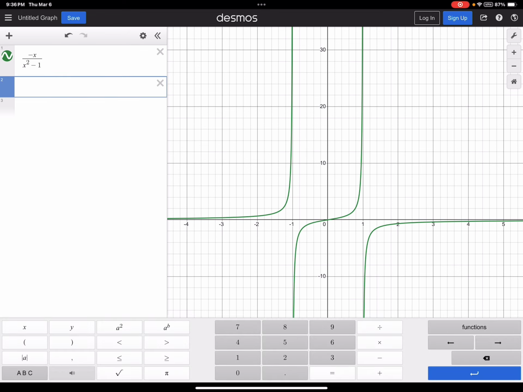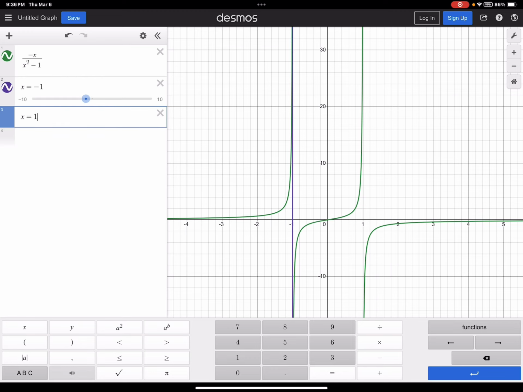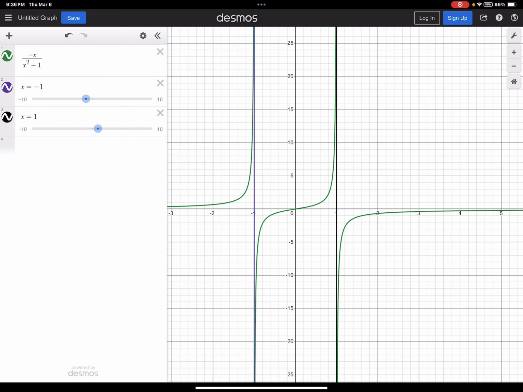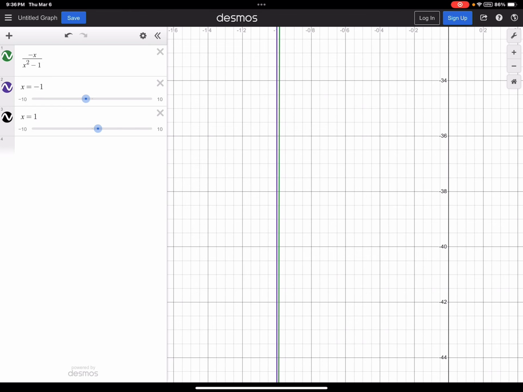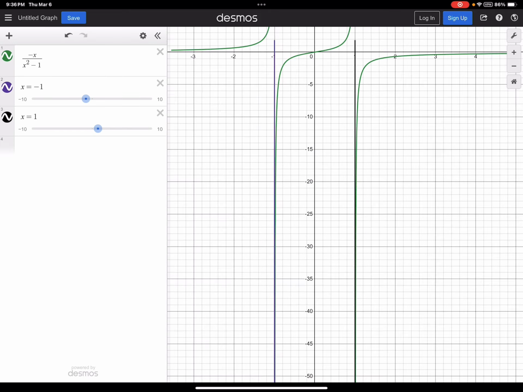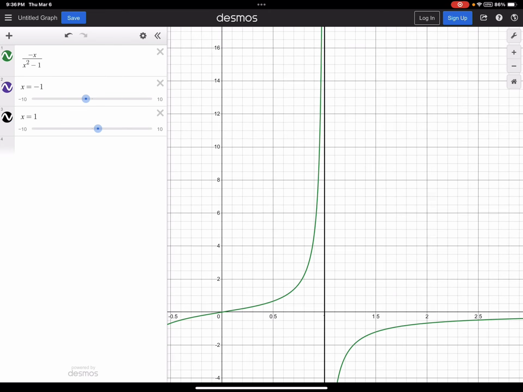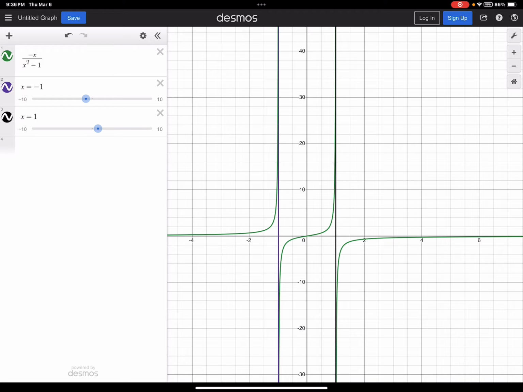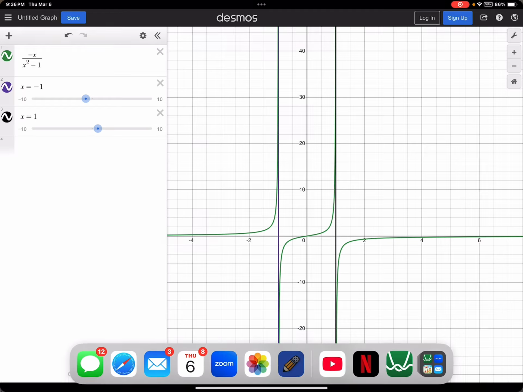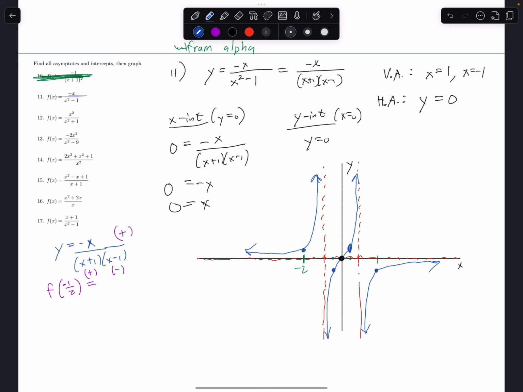Let's graph our asymptotes too. X equal to negative 1. See that? And then x equal to positive 1. Look at that. See how this green graph approaches that asymptote as you go down? It's getting closer and closer. If I zoom out, it looks like it touches, but it's actually not touching. It's just getting closer and closer to the asymptote. And then it's in all the positions that I said it should be in, right? So, sweet. Just confirmed that we got the right picture there.